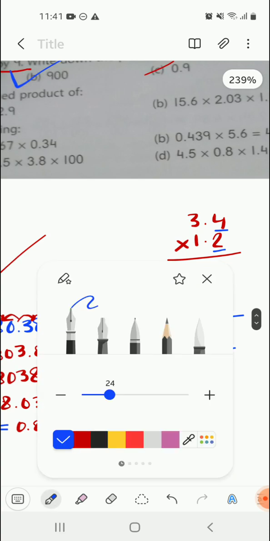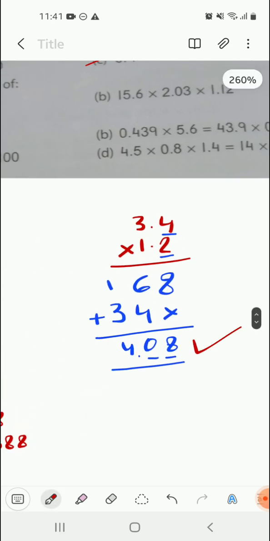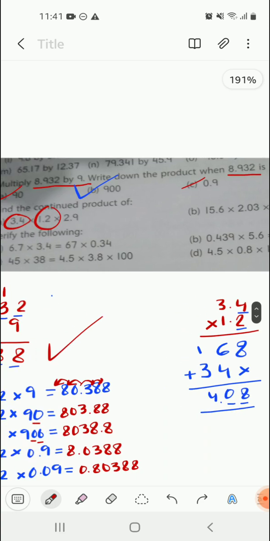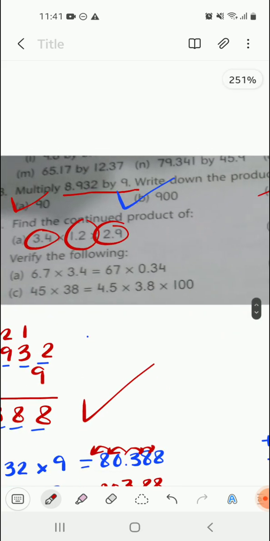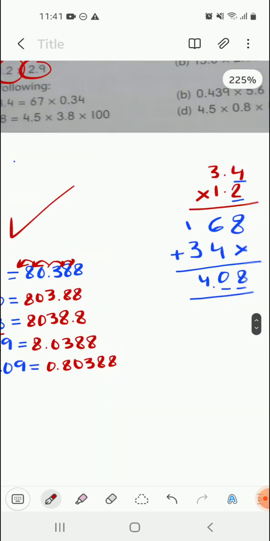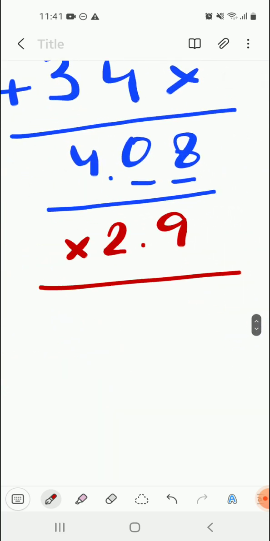Now because we have to find out the continued product, so we've got 4.08. With this we have to multiply the third number that we have, that is 2.9, I'm sorry, 2.9. So now multiply the answer with 2.9.